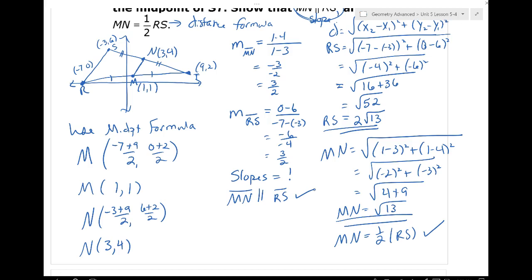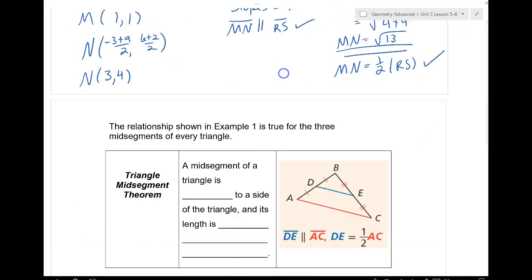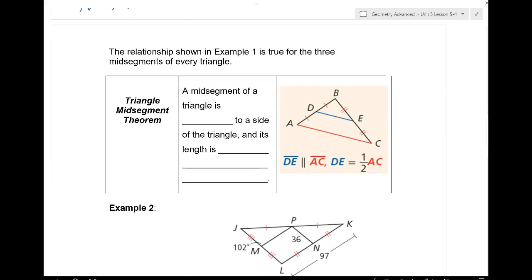Great stuff. Now, so this proves this is true. So guess what? You have a theorem that tells you all of that anyway, okay? This works for any mid-segment. If I draw a mid-segment in, it's always going to be parallel to the side it doesn't touch. It's always going to be half its length. So this is called the triangle mid-segment theorem. So let's just fill it in. A mid-segment of a triangle is always going to be parallel to a side of a triangle, and its length is half the length of that side.